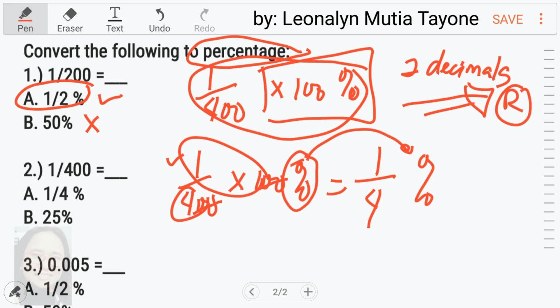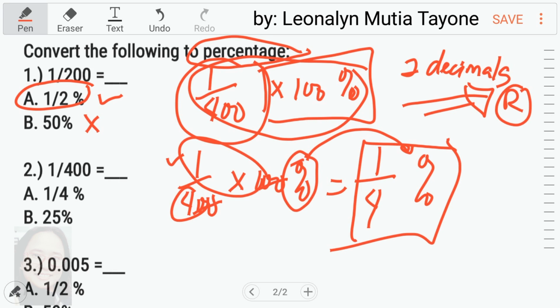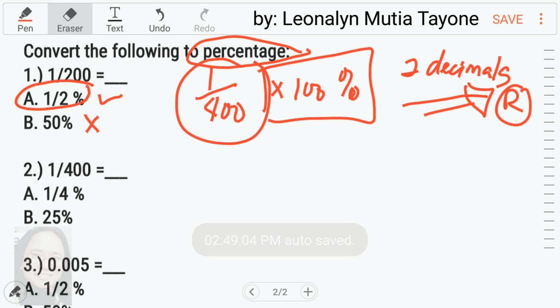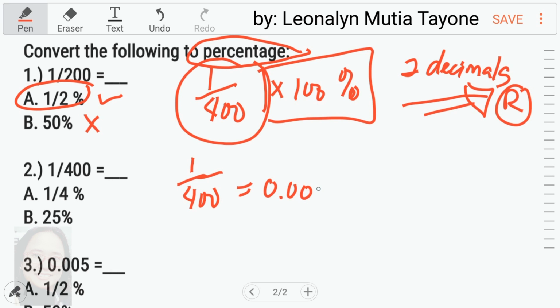So, ang sagot dito ay ang 1 over 400 ay equivalent ng 1/4% or 0.25%. I-erase natin yan. Doon tayo sa moving 2 decimal places to the right. Itong 1 over 400, i-divide mo yan. 1 divided by 400, that is 0.0025. I-convert natin into percent.